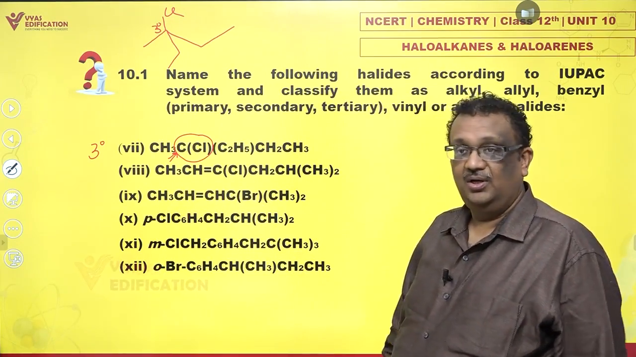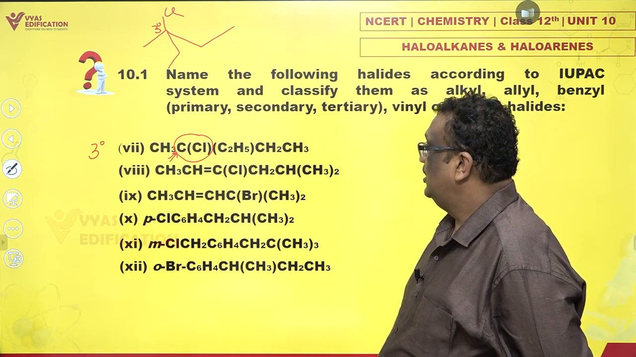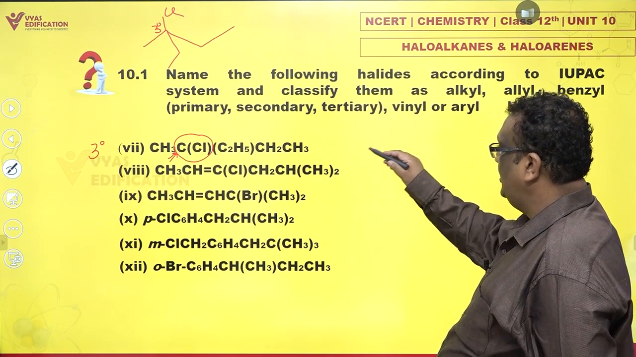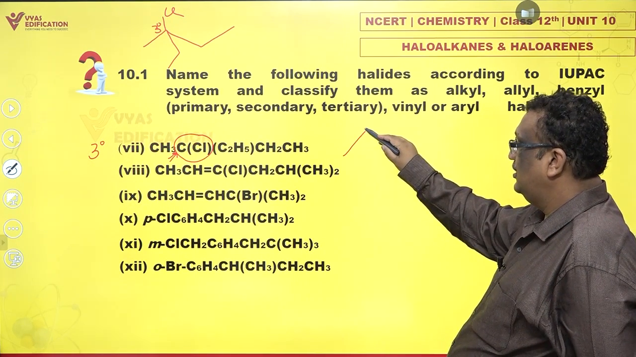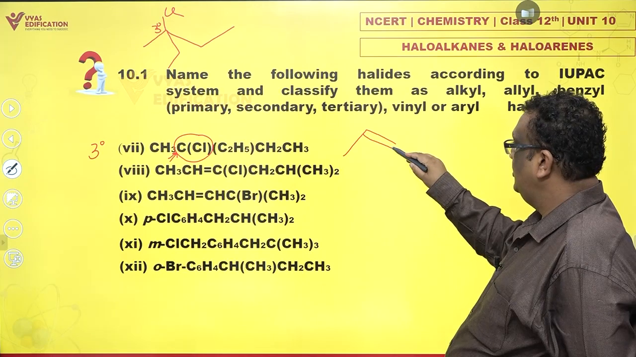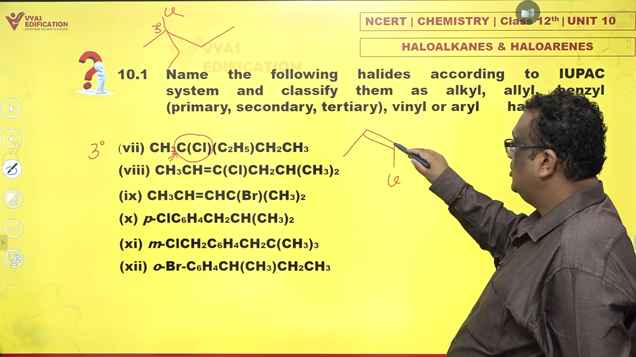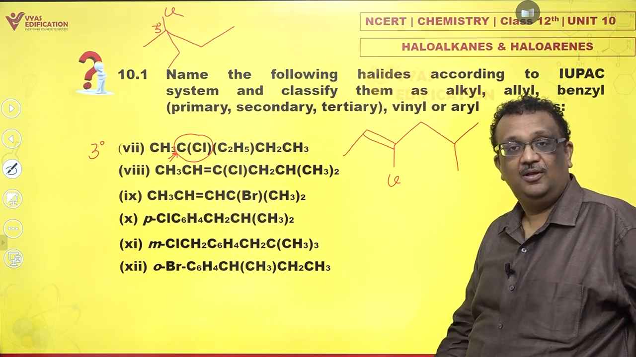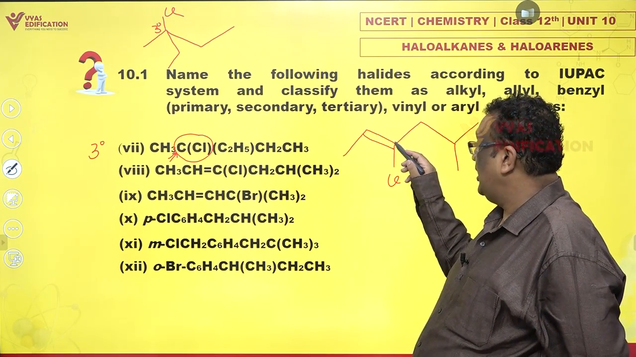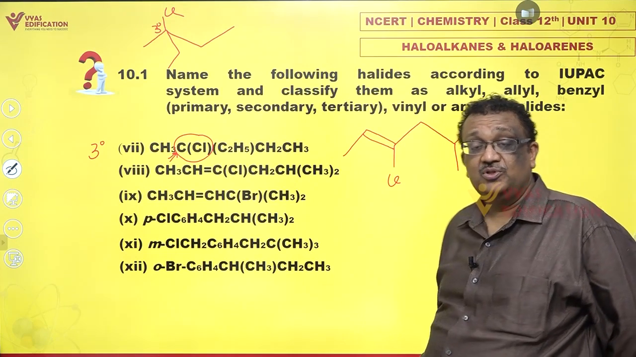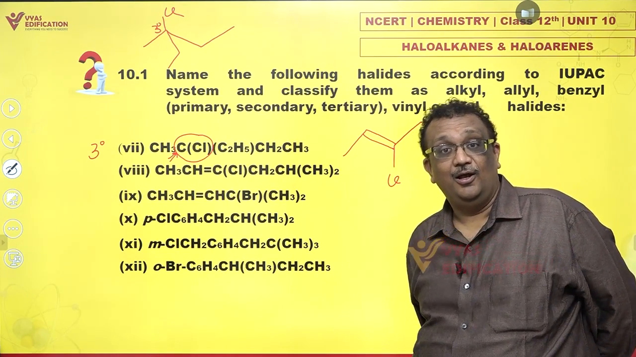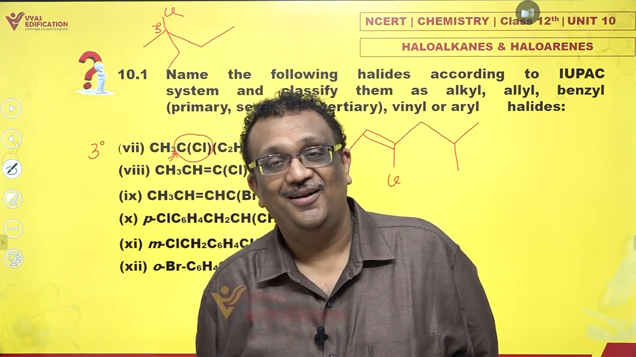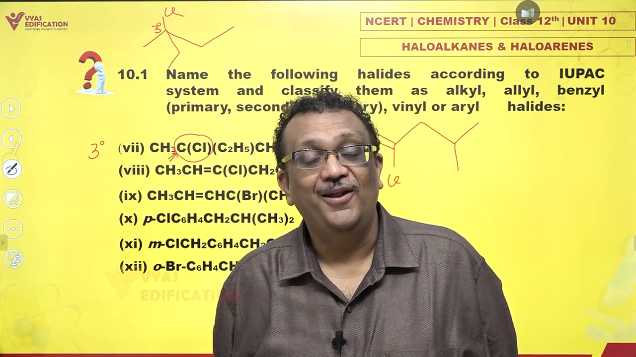What about eighth one? Let's take a look. You have CH3, CH, double bond, C. CH3, CH, double bond, C. Then you have Cl, then you have CH2, CH, CH3, CH3, like this. Now this is a carbon which is attached to 2 other carbon atoms. So can I say this is secondary? No, no, no. If that carbon has a double bond, then it is called vinylic carbon.